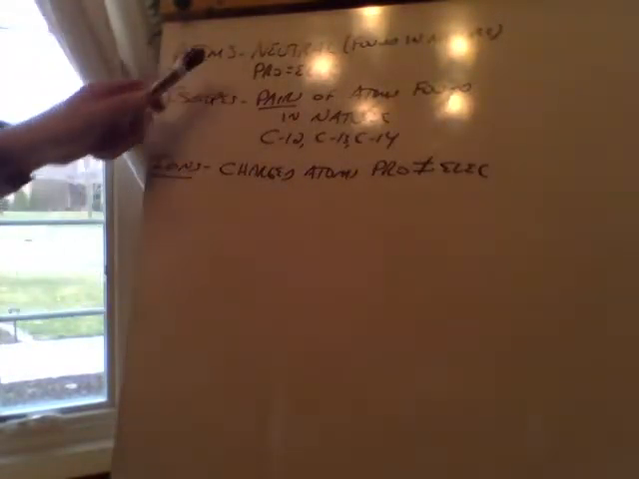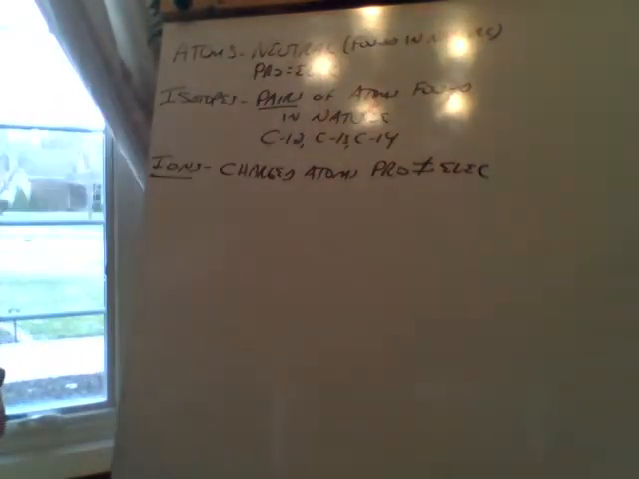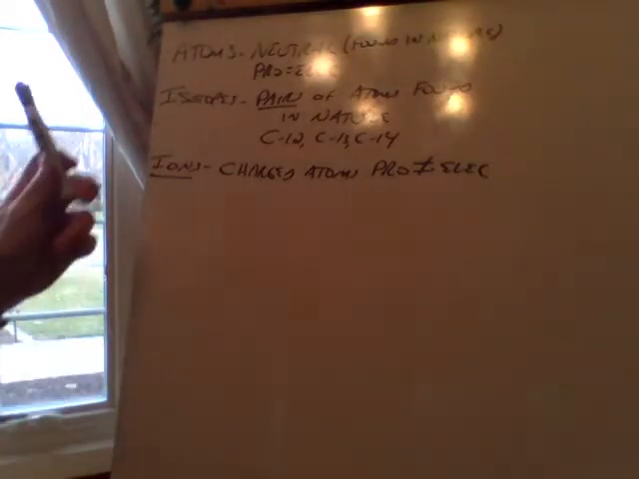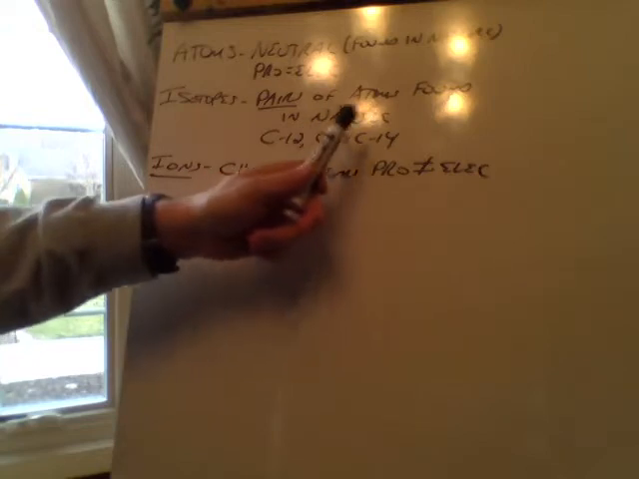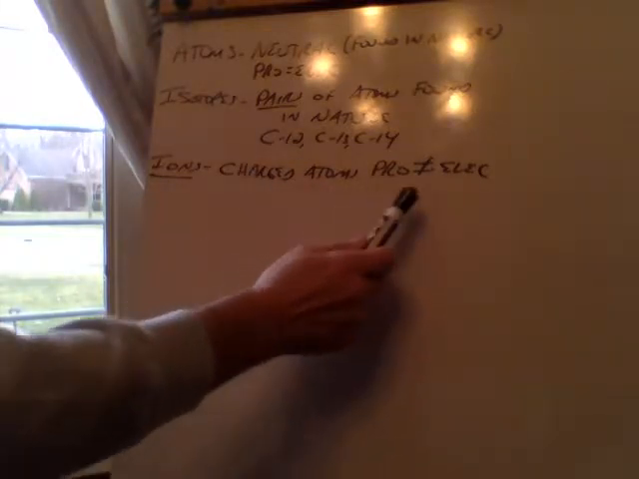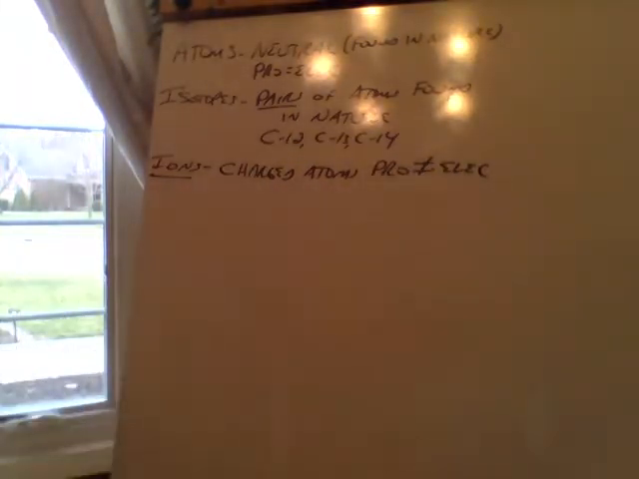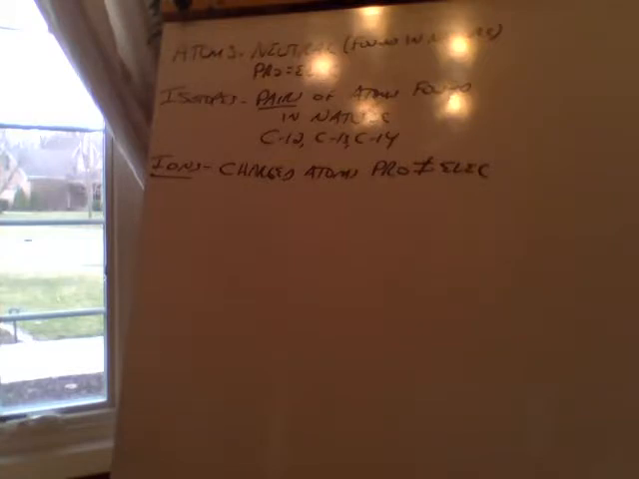Atoms are neutral. They're the way they're found in nature. Protons always equal electrons. Remember, protons define what the atom actually is. Isotopes are pairs of atoms that are found in nature, things like carbon 12, carbon 13, carbon 14, et cetera. Today, we're going to work on ions. These are simply charged atoms where the protons do not equal the electrons anymore because they were not happy, stable, and content.